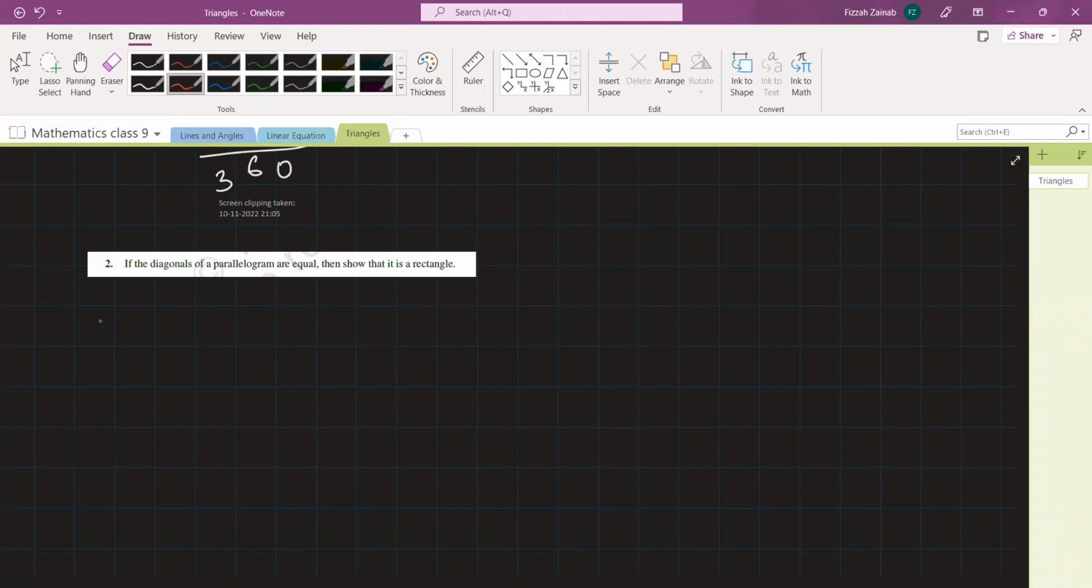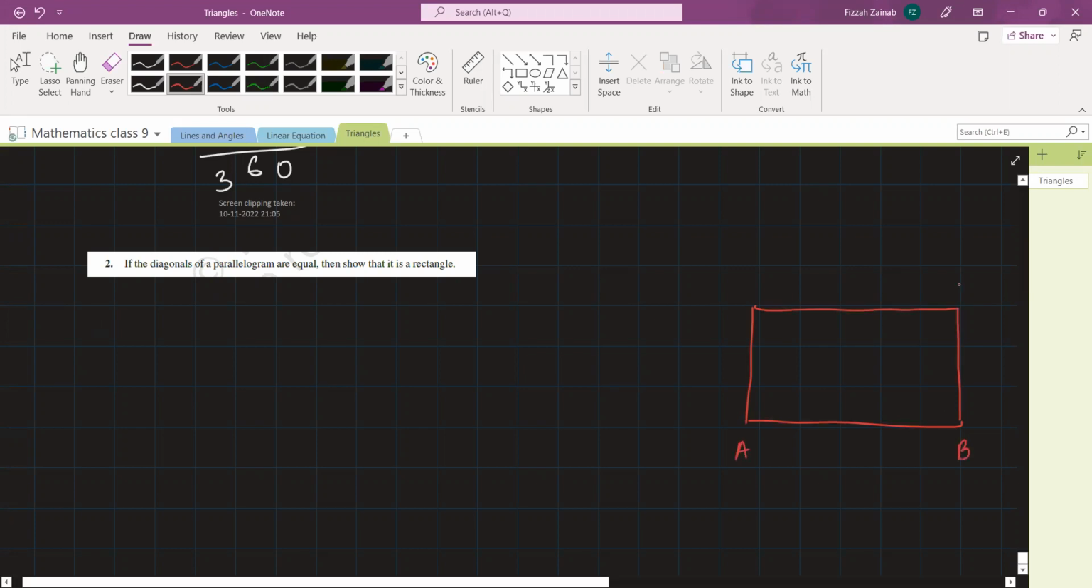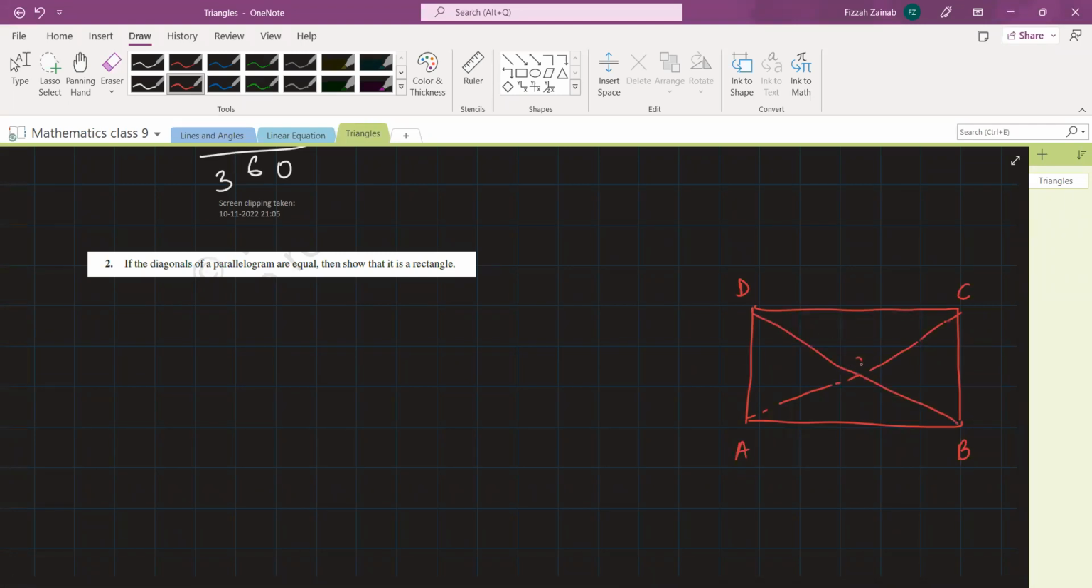Okay. So if the diagonals of a parallelogram are equal, then show it is a rectangle. So there's a parallelogram. We have to show it's a rectangle. So we can draw it like a rectangle, but we are not saying right now that it is a rectangle. Okay, we have to show it. So A, B, C, and D. Now the diagonals are equal. So you join the diagonals AC and BD. Let me call this point O.